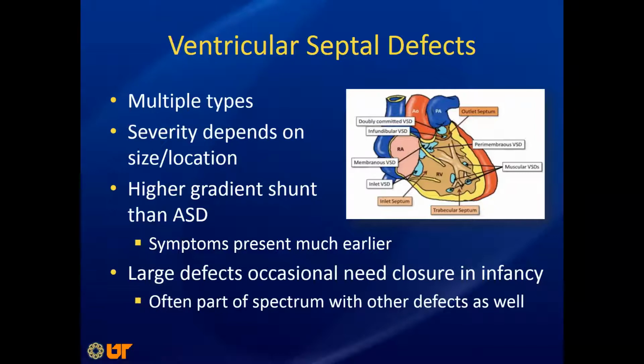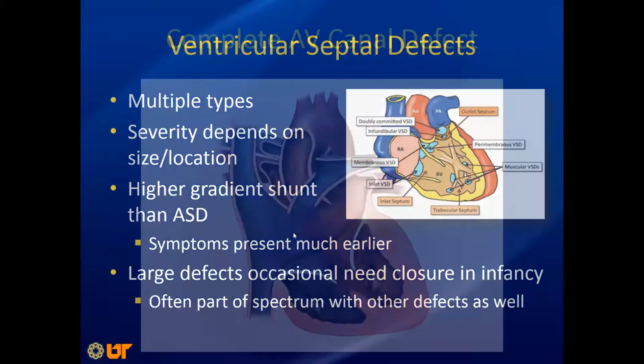The large defects do occasionally need closure in infancy. The moderate to large ones almost always need repair in the first year of life, but sometimes you can have nearby valve tissue start to obstruct them or something, and it might be able to delay or completely avoid intervention as well. And they are almost always part of the spectrum of other more complex defects as well.